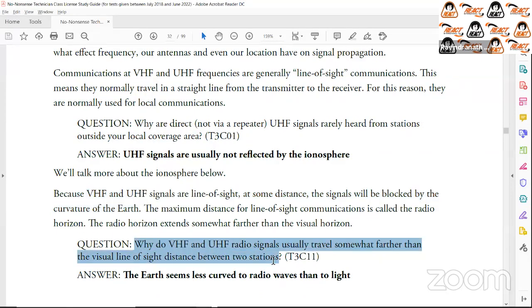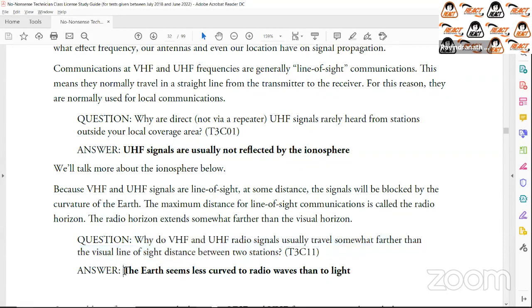So let's go straight to the pool question that deals with that. Why do VHF and UHF signals usually travel somewhat farther than the visual line of sight distance between two stations? Well, we just talked about it, and we also looked at a diagram earlier. The answer is the Earth seems less curved to radio signals than to light, all right? Because the radio signals will hug the Earth's curvature a little bit, as opposed to light, which will go straight. It will typically not diffract in the same way or refract in the same way.